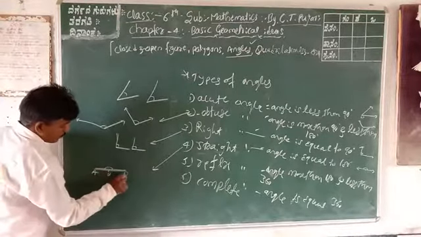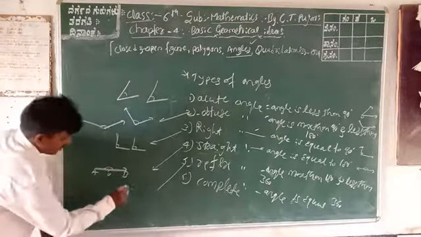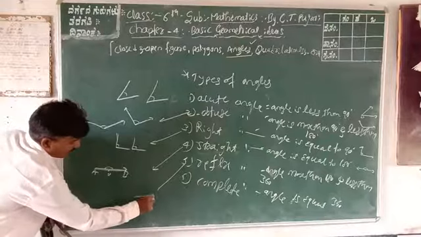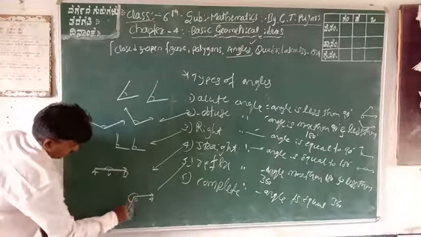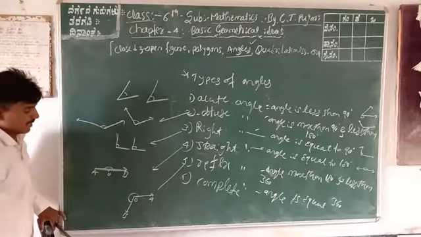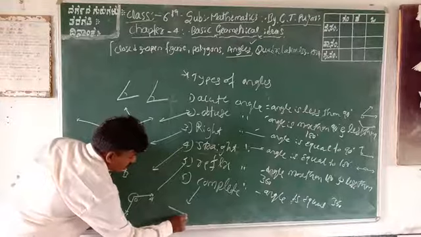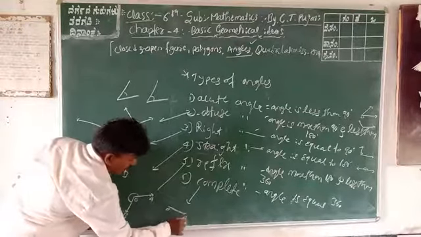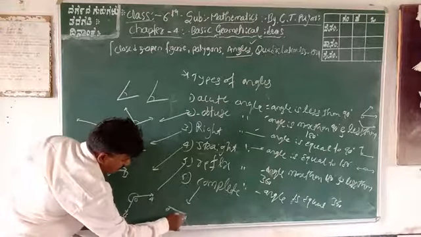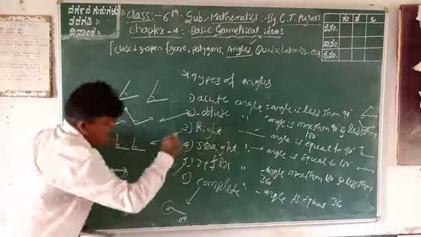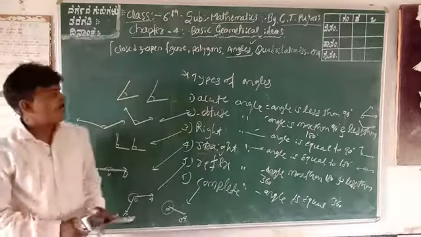A, O, B. Next, reflex angle, just like this. A, O, B, this is reflex. What about complete angle? The complete angle is like this. This is O, this is A. Next, B is already on this line, and B is also here again. This is a complete angle of 360 degrees. Okay, these all are types of angles.